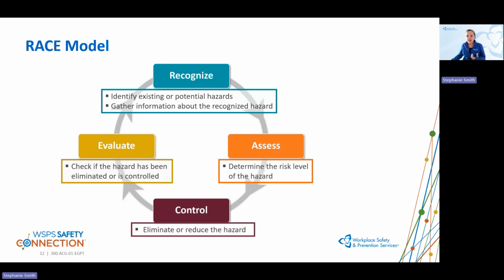And I'm going to show you today kind of how to do that in a practical sense. Controls, so identifying the controls. Controls help to eliminate or reduce that hazard. And then evaluate is check if that hazard has been eliminated or controlled. And again, this is a continuous cycle.